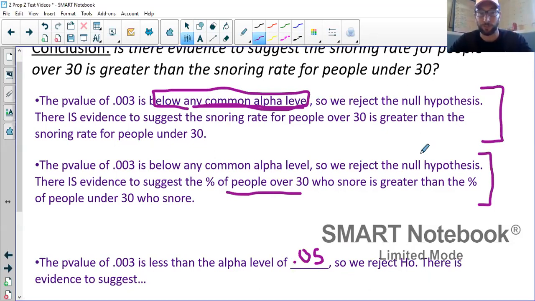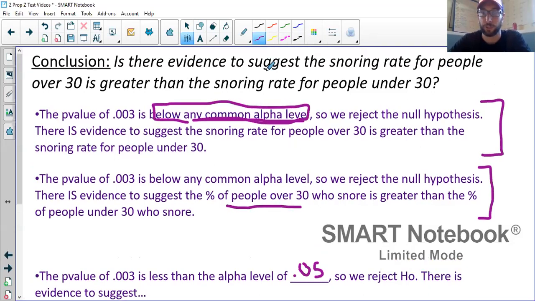From there, either there is evidence to suggest the snoring rate for people over 30 is greater than the snoring rate for people under 30, or I can choose the wording, there is evidence the percent of people over 30 who snore is greater than the percent of people under 30 who snore. My advice, copy the wording from the question. There is or is not evidence to suggest the snoring rate for people over 30 is greater than blah, blah, blah. So that's it.